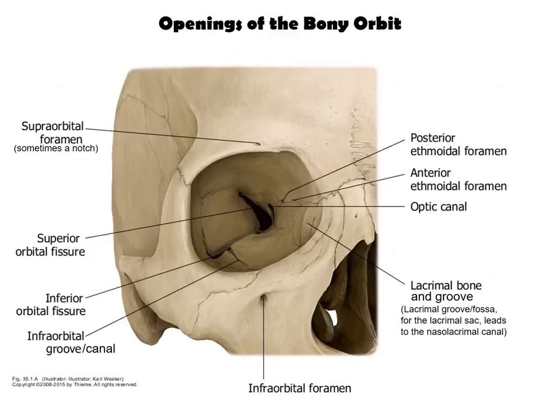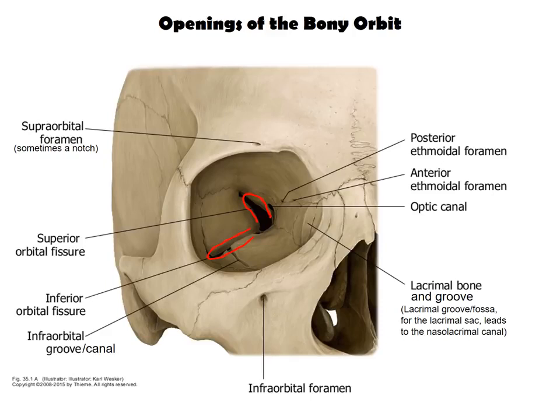Because of the rich neurovascular supply of the orbit, there are a number of openings in this region. The two largest passageways are the superior and inferior orbital fissures. The superior orbital fissure, shown here, communicates with the middle cranial fossa. The inferior orbital fissure, on the other hand, this crack shown here, will communicate with the pterygopalatine fossa and the infratemporal fossa.